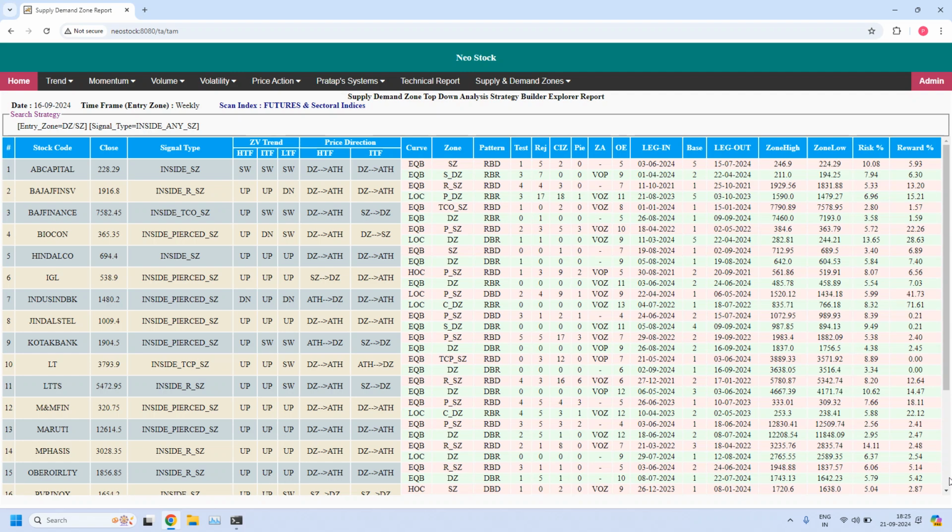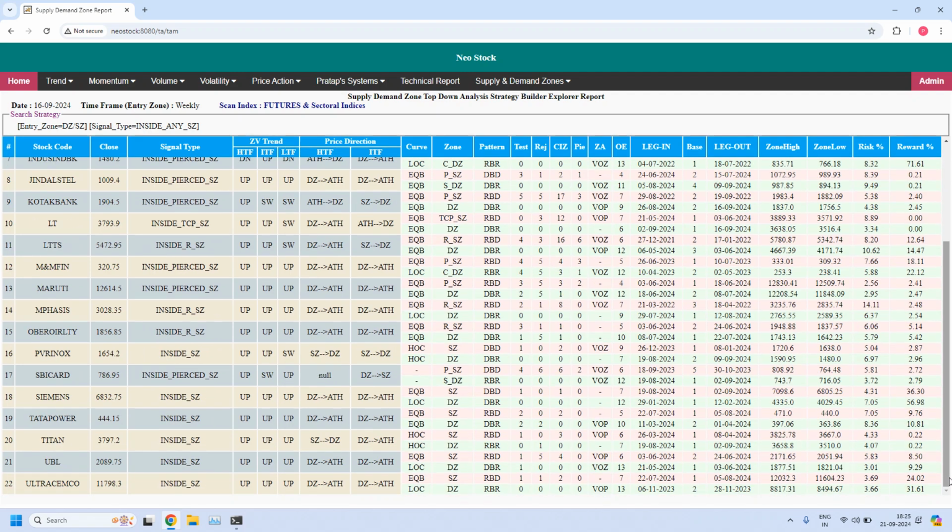Let me scroll the list down. So total 22 stocks are filtered. That means currently prices are closed in these supply zones. The light red color marked lines are supply zones. So currently prices are closed in those supply zones.